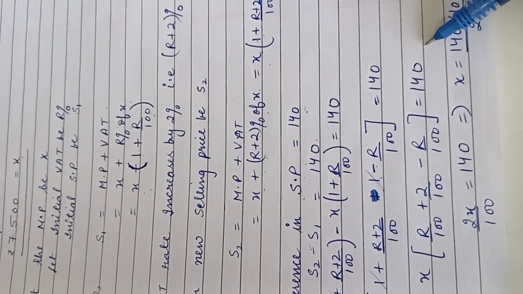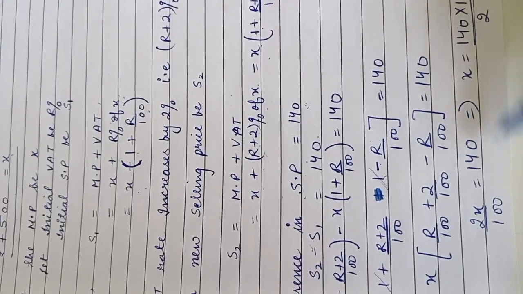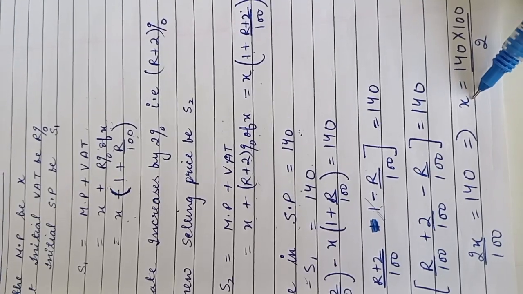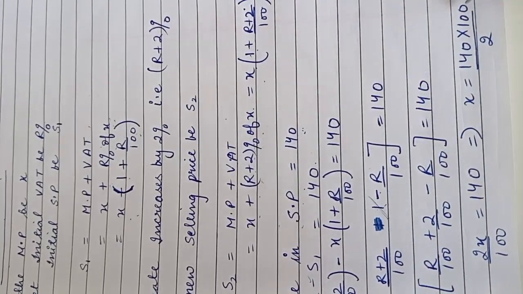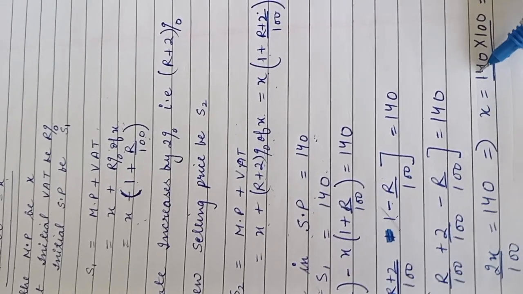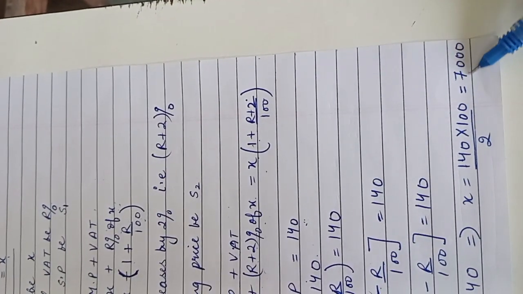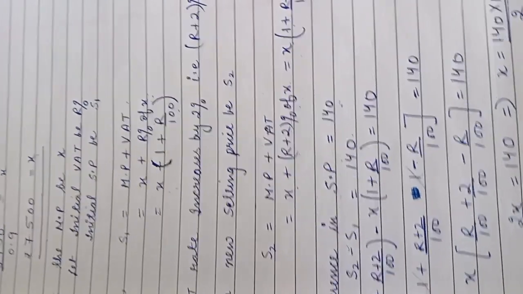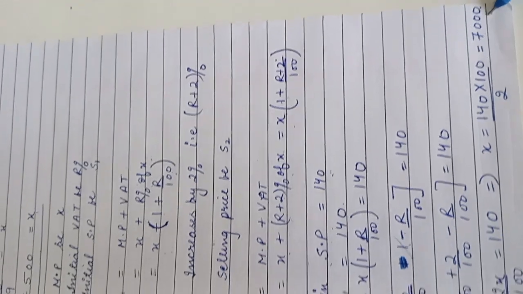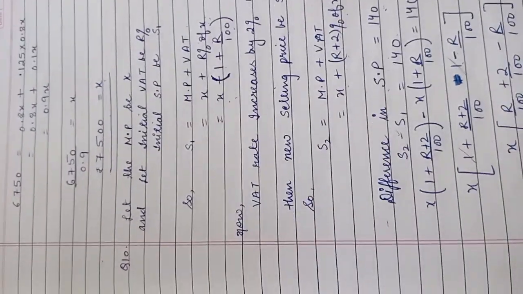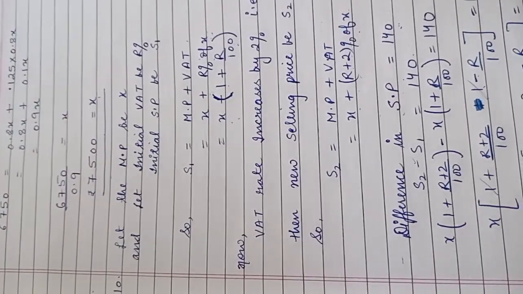Now after transposition, changing the sides of the numbers, x equals 140 multiplied by 100 divided by 2. After cancelling them out, you will get the answer, that is 7,000 rupees. So 7,000 was the marked price in question number 10. So hope you have understood well.